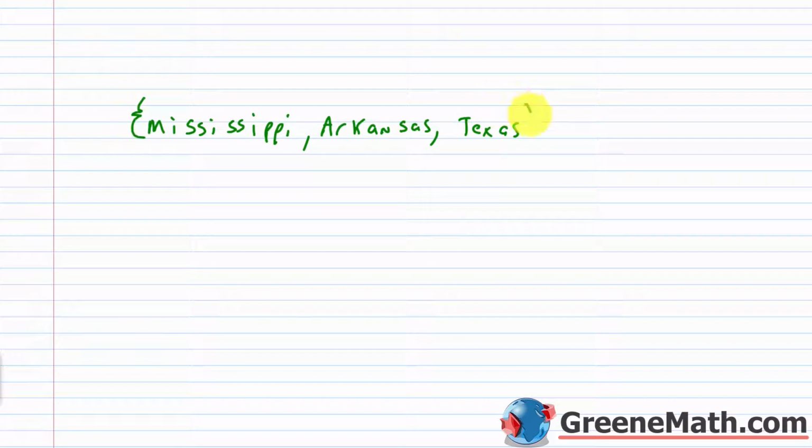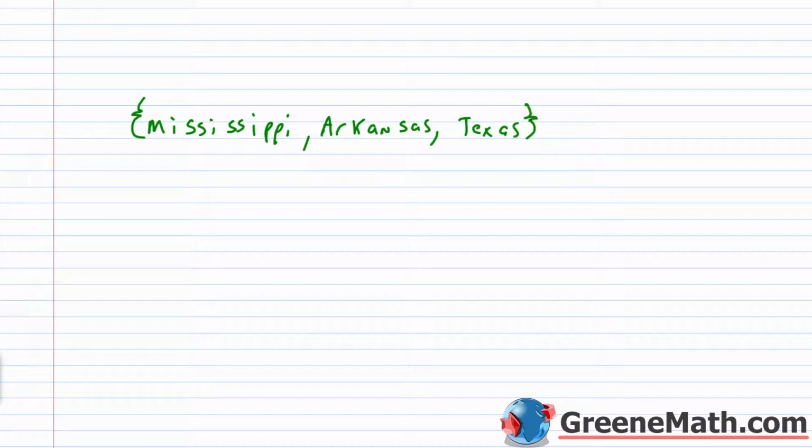As another example of this, let's think about the states that border Louisiana. Okay, my home state is Louisiana, and so the states that border it are Mississippi, Arkansas, and Texas. So this is the set whose elements are the states that border Louisiana.